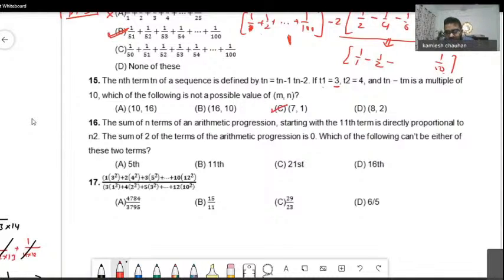Question number 16. The sum of an arithmetic progression starting with 11 terms is directly proportional to n square. The sum of two of the terms of the arithmetic progression is 0. Which of the following cannot be either of these two terms? Okay, so starting from 11 terms, directly proportional to n square. Sum is n by 2 [2a + (n minus 1) d].